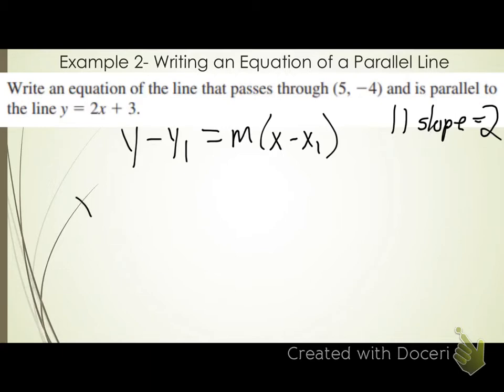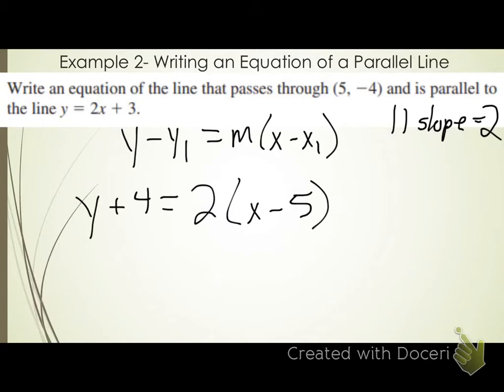So, what's my y1 value? -4, so it's going to be y plus 4. What's my slope? 2, because it's parallel to the line that's given. So I'm using the same slope since they're parallel. And then what's x1? 5. Once again, I'm going to reiterate this. It wants us to write a line that's parallel to this line. So since it's going to be parallel, it has to have the same slope. So the slope of that line is 2, so I'm going to use the slope of 2 as well.